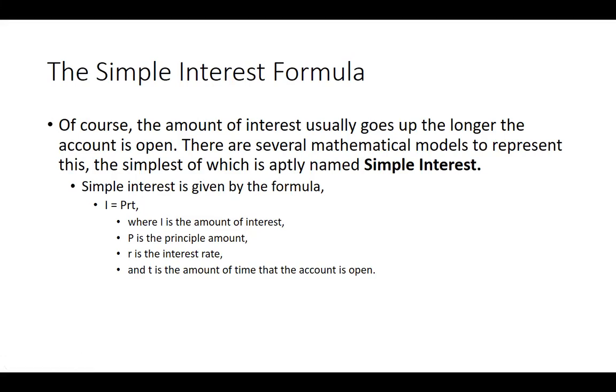Of course, the amount of interest usually goes up the longer the account is open. There are several mathematical models to represent this, the simplest of which is aptly named simple interest. Simple interest is given by the formula I equals PRT, where I is the amount of interest, P is the principal amount, R is the interest rate as a decimal, and T is the amount of time that the account is open.